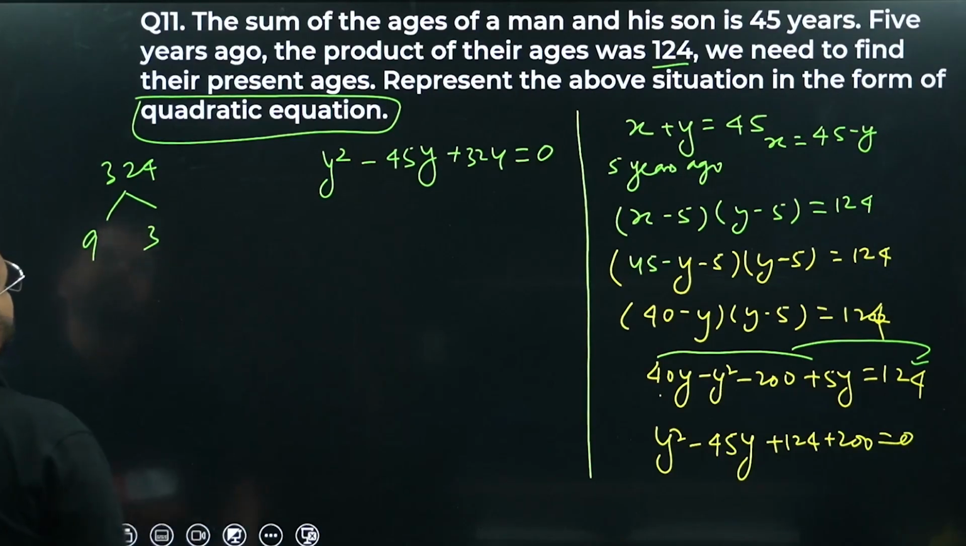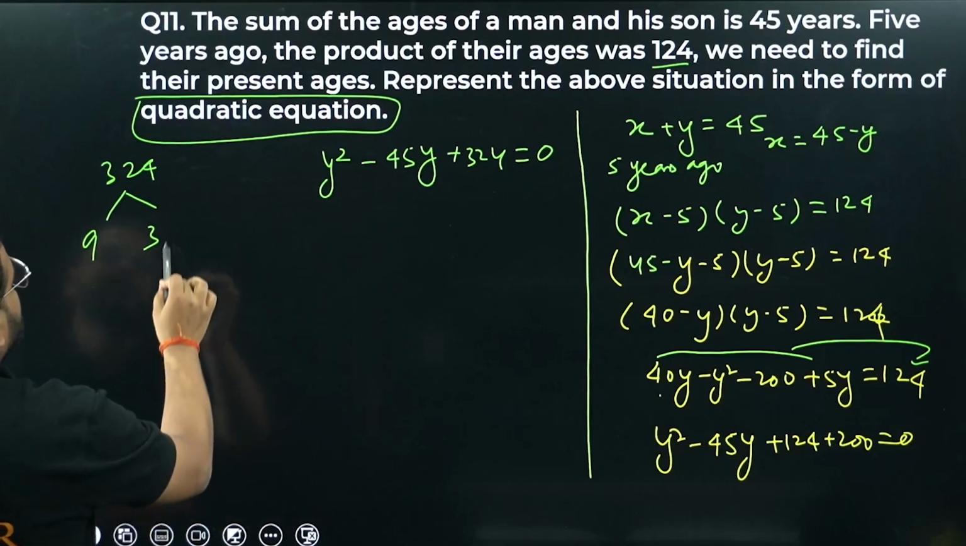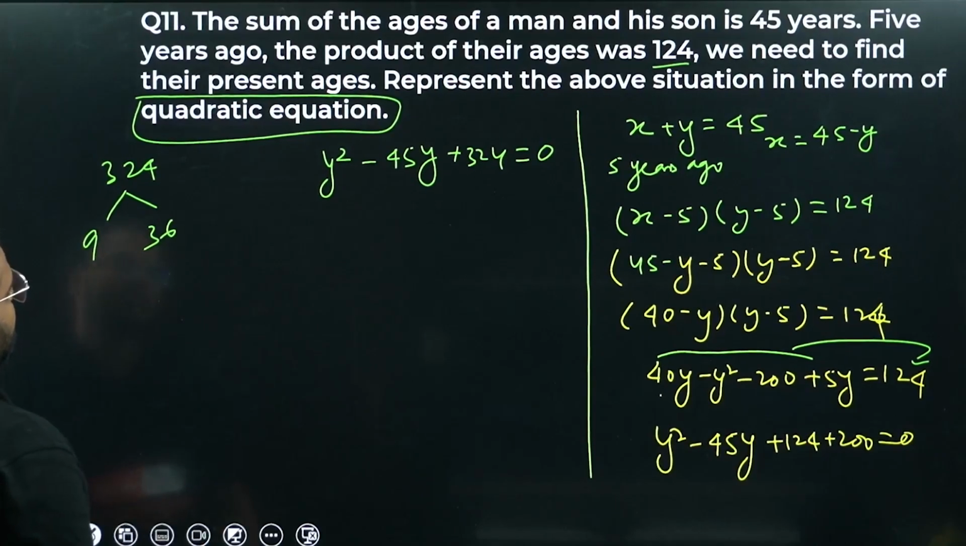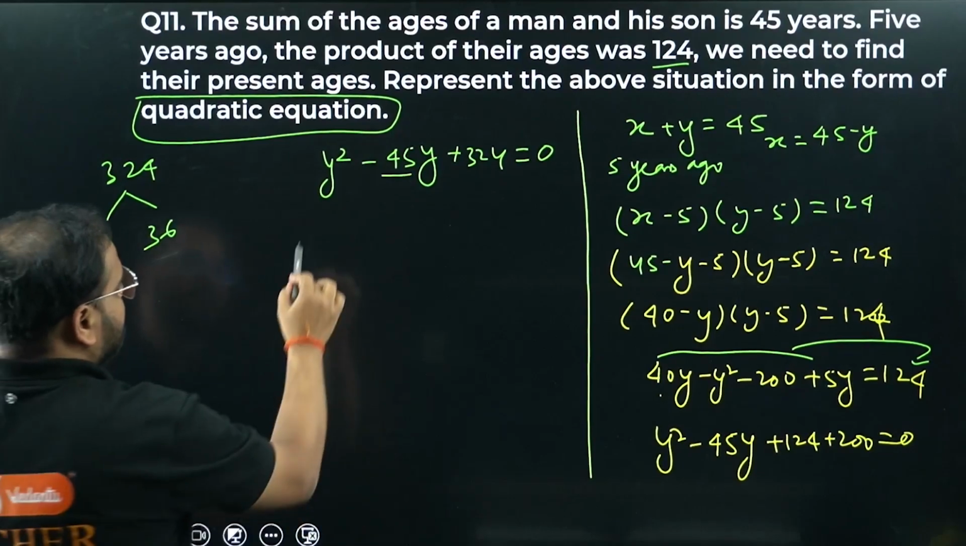So 3 9s are 27. I have 5 here left. 5, 4 means 54. 9 6s are 54. Works, right? So it's a big number. 36 plus 9. Okay, it will work. 36 plus 9 is 45, sir. Okay, so check here.